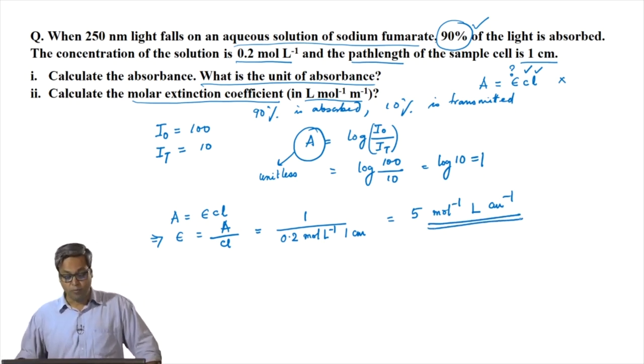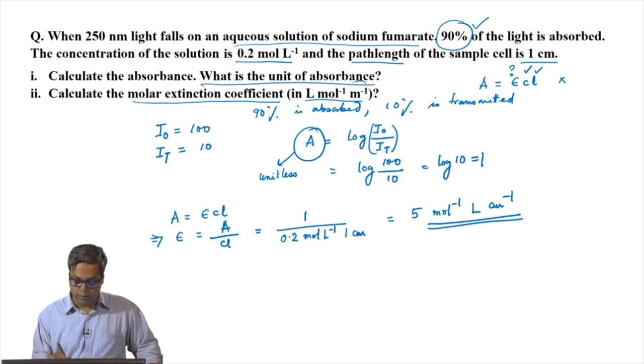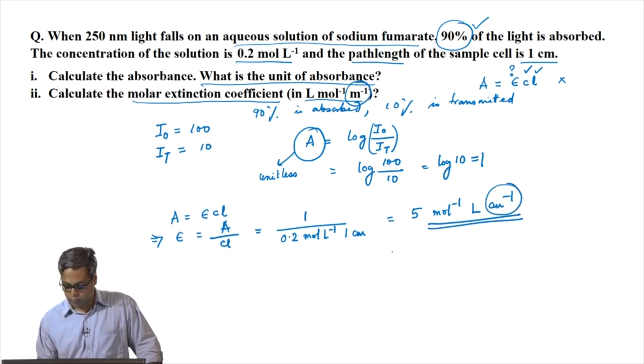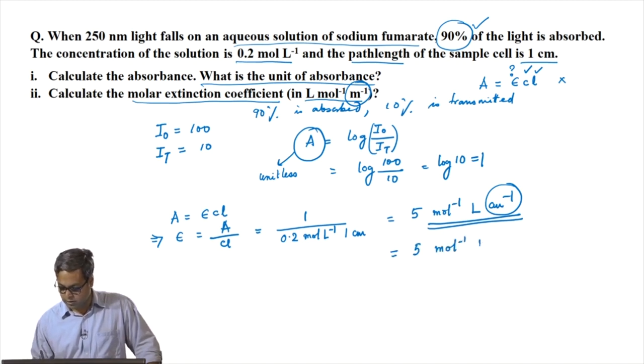But in the problem, you have been asked to find the unit of meter inverse instead of centimeter inverse. So, you have to do one more step, that is 5 mole inverse liter centimeter inverse, we will write 10 to the power minus 2 meter whole inverse. So, that is 5 into 10 to the power 2 mole inverse liter meter inverse. So, that is 500 liter mole inverse meter inverse.